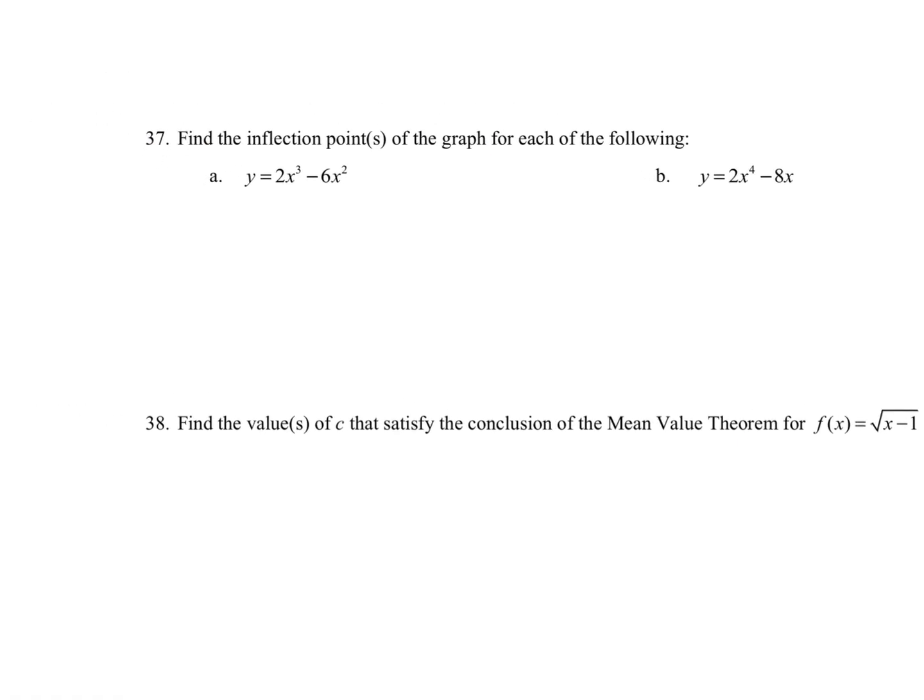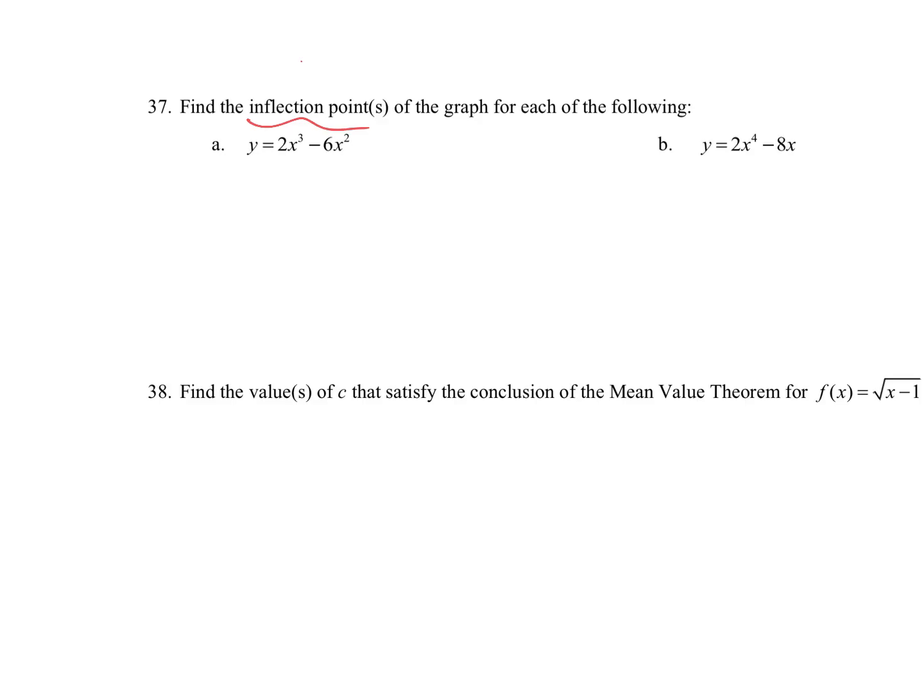Up next, we're finding the inflection points. So inflection points means that f double prime is going to be changing signs. So the first thing I need to do is find the second derivative. So y prime equals 6x squared minus 12x. Y double prime equals 12x minus 12. So I found the second derivative. Now let's see where that second derivative equals 0.